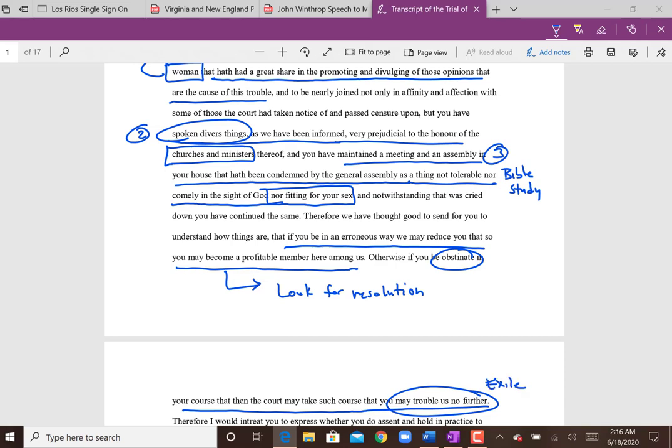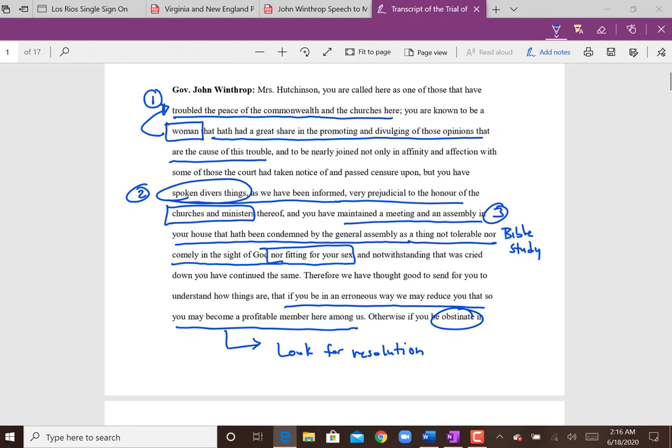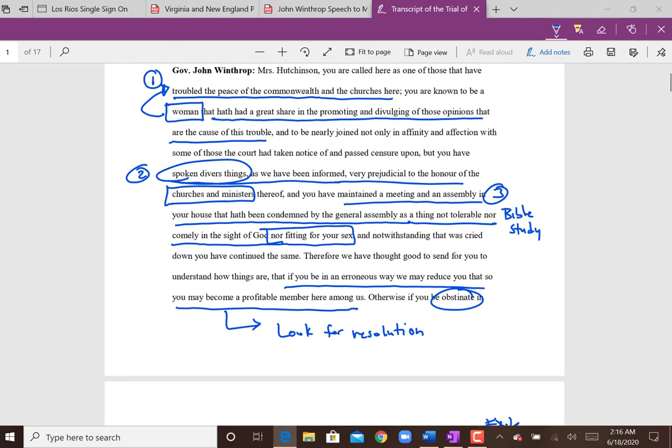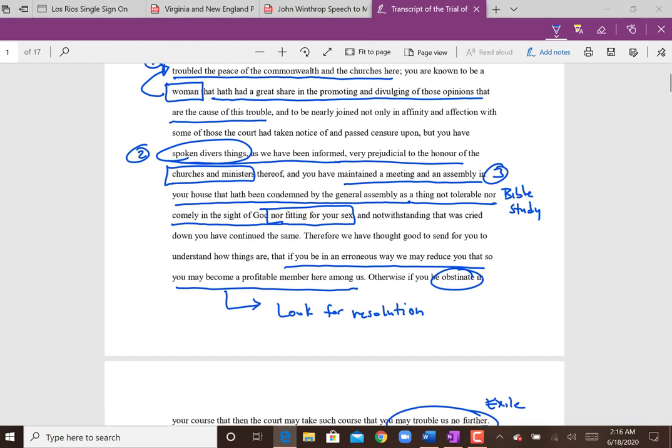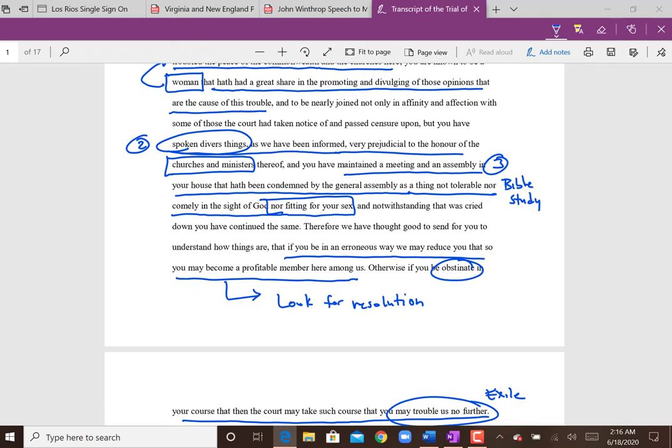That's the exile. So right, they charged her, or they've claimed, right, troubled the peace and commonwealth with the churches here, spoken diverse things against the churches and ministers. So especially, this really means men. Had a Bible study, which they say, right, was by both men and women attended, and is not tolerable nor fitting for your sex. So that's clear, right, that the Bible study is a problem because she's a woman. And not because she's having a Bible study, but because she's having a Bible study that's challenging the church, which are men, and she's teaching men, and she didn't stop when asked. So there's a lot going on with that, right?